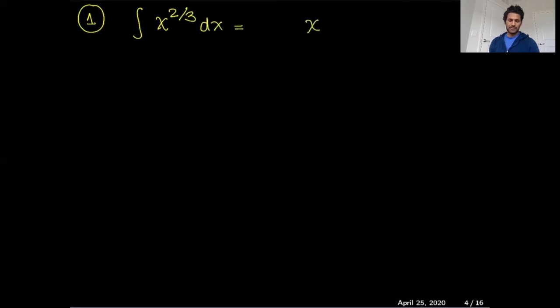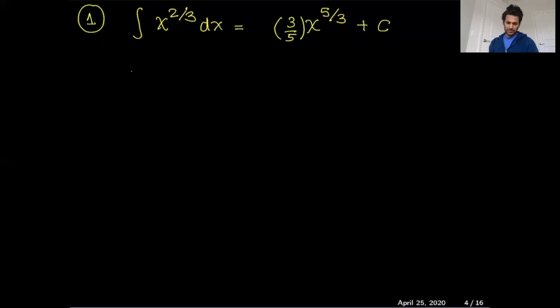First, you add 1 to the power. If I add 2/3 plus 1, it will be 5/3. And then I will reciprocate the power, 3 over 5, and I will add a constant to it.